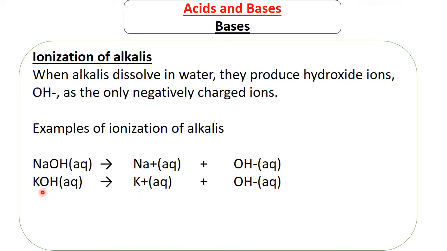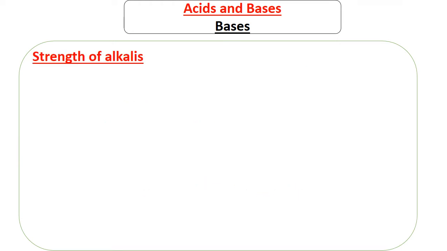Another ionization is this one where we have potassium hydroxide, where we get potassium as a positively charged ion and hydroxide ion as a negatively charged ion. How do we now classify alkalis in terms of strength? In terms of strength, we have weak alkalis and strong alkalis. We defined acids in terms of strength as a strong acid is that which completely ionizes in water.